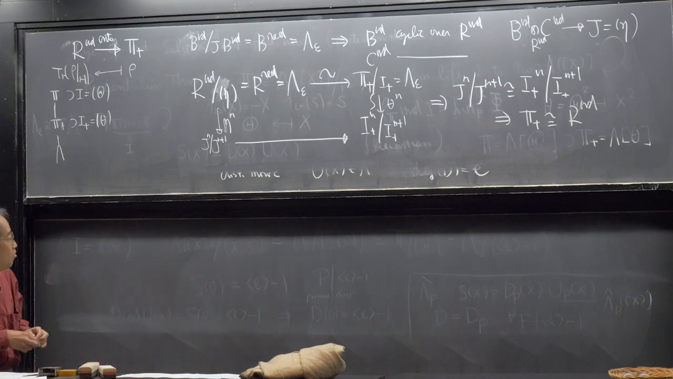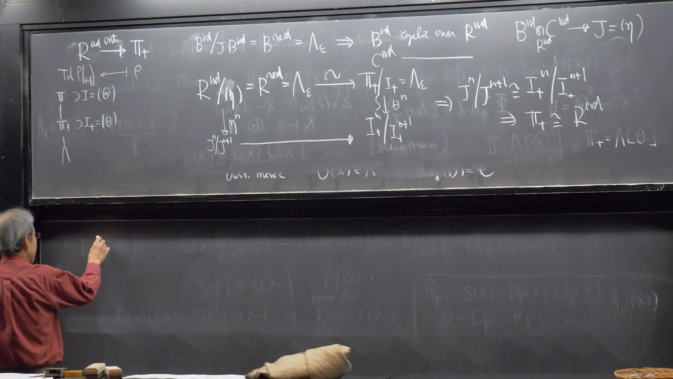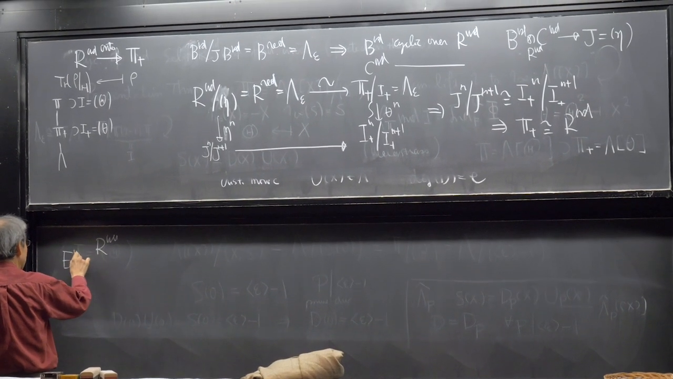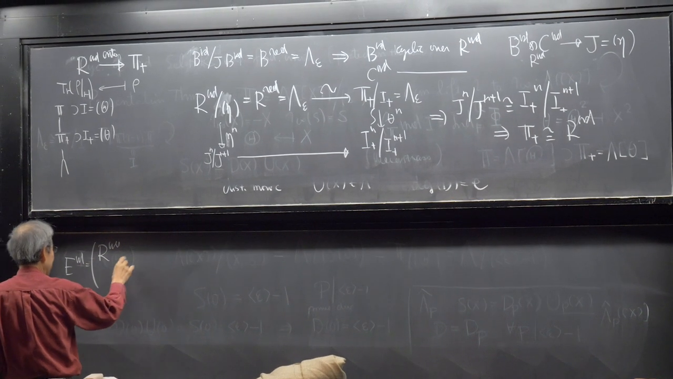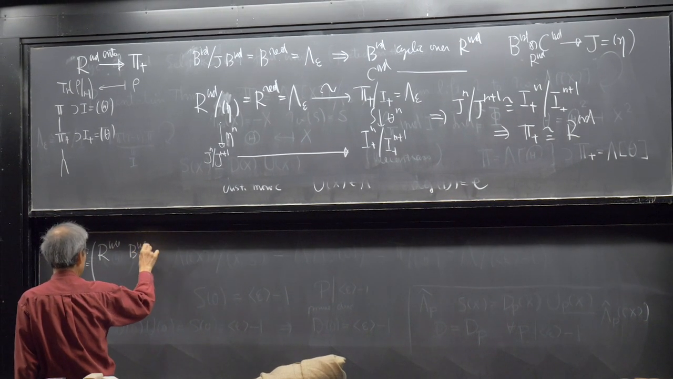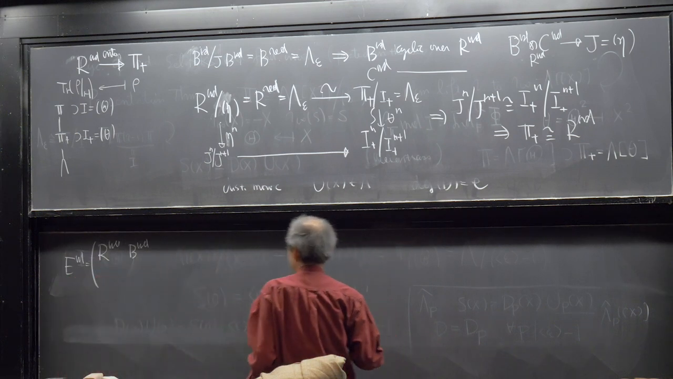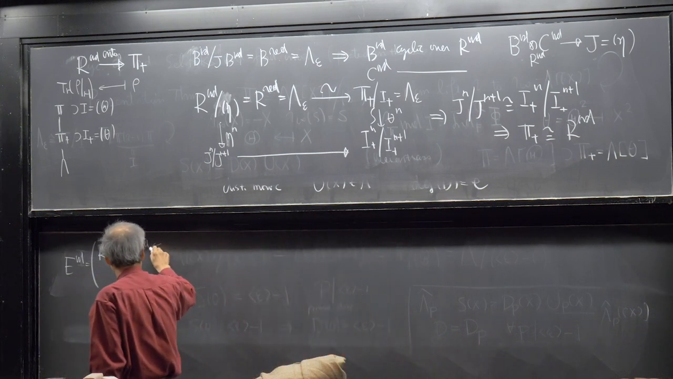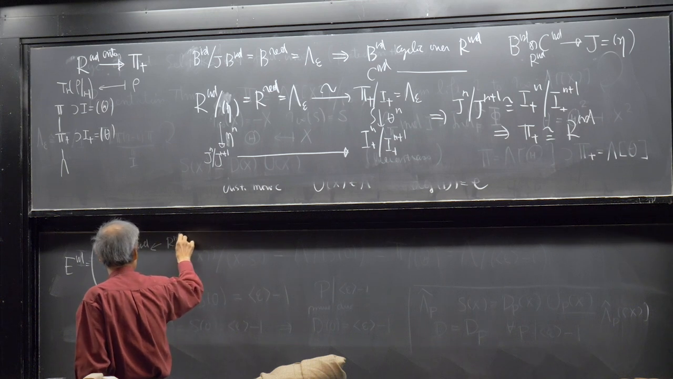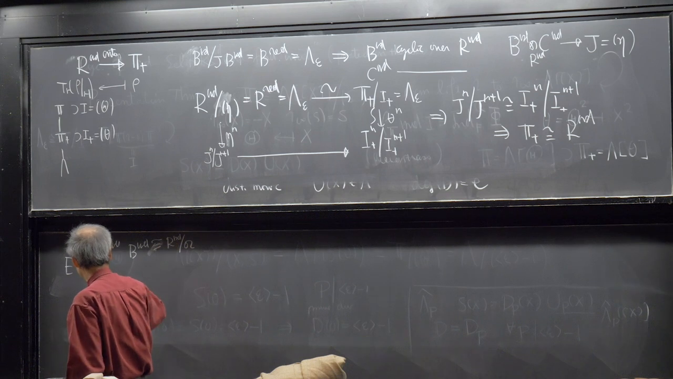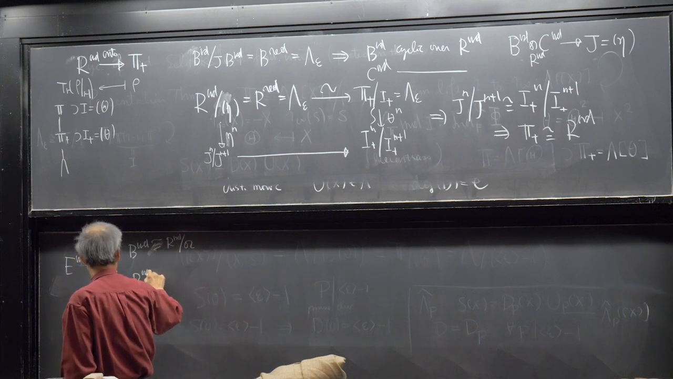All right, so the ordinary guy, as I told you, is R alt, E alt equal B alt. B alt modulo J is cyclic. Then by Nakayama, this is cyclic. So R alt modulo some ideal. So it is the same way here, R alt.